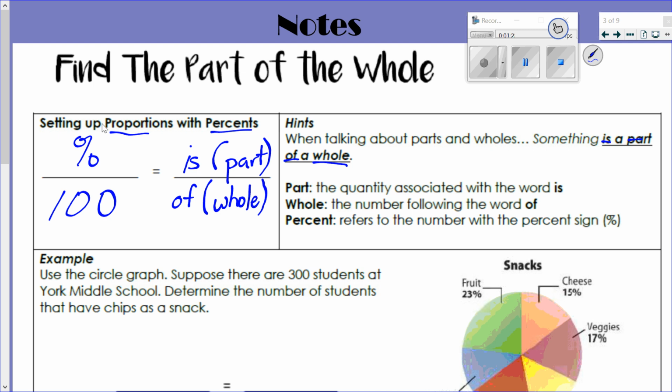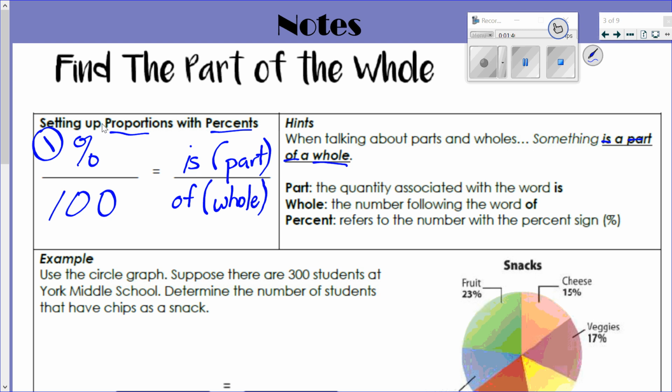I'm even going to go so far as to give you an order to look for these to set up your proportion. The first thing you should look for, guys, is the percent sign. Why? Because it's like this big red flag in the problem. When you see a number in front of the percent sign, bam, I know exactly where it goes.